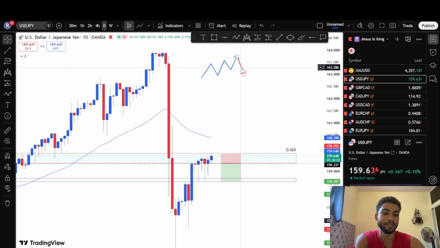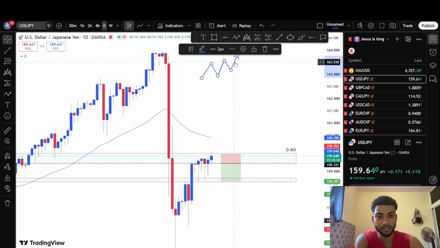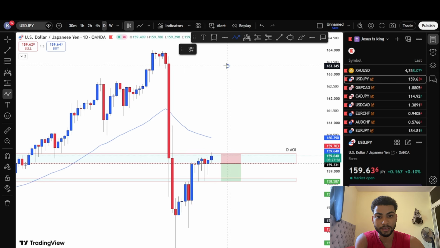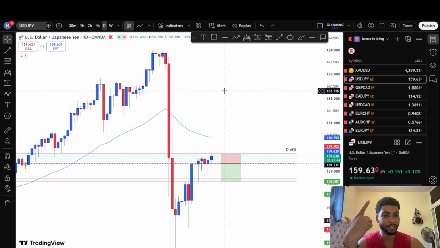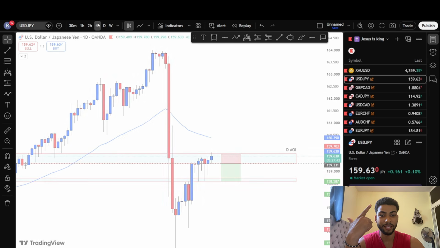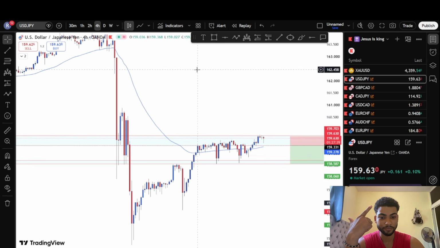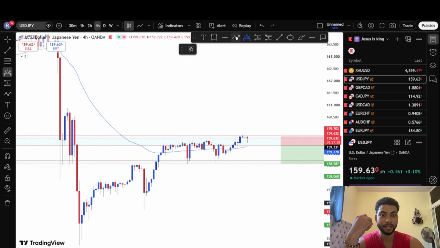So that is what happened in this scenario right here. Price stopped creating higher highs and higher lows, and it created a new lower low, which is this structure right here, and this is the lower high. So I have the weekly bullish, I have the daily bearish, and the 4-hour is bearish.